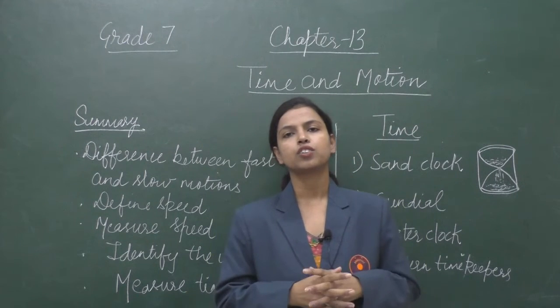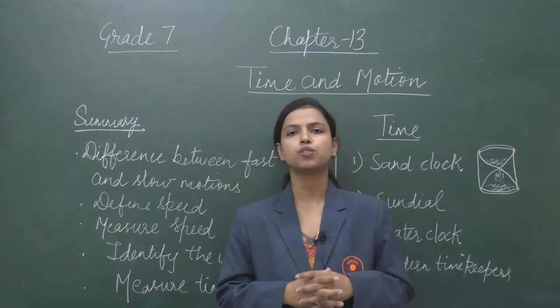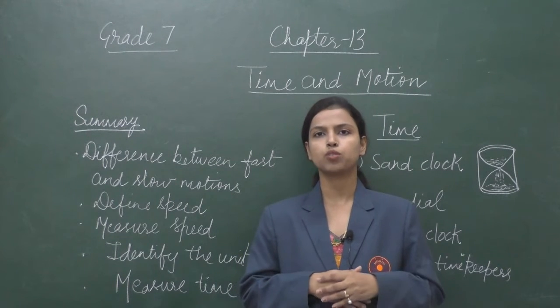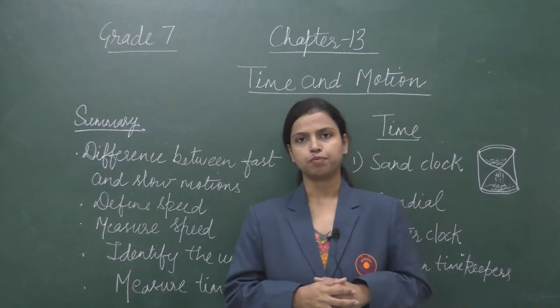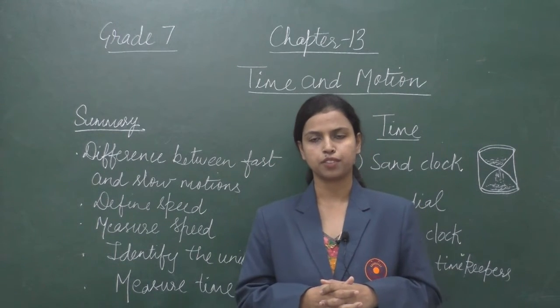How can we find out the speed of an object? We can do that by using the formula of speed, that is speed equals distance divided by time. So by that we can identify the speed of an object.